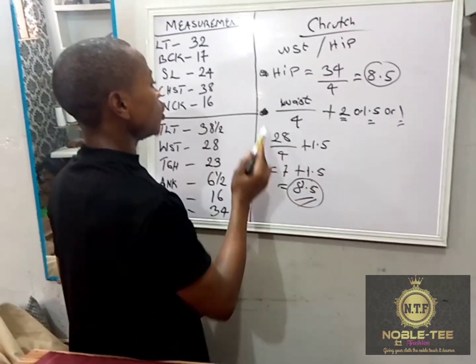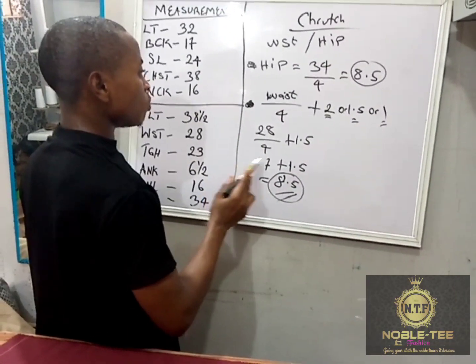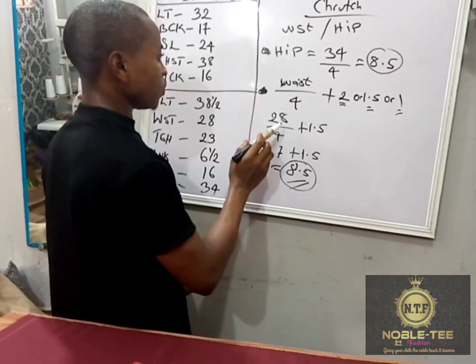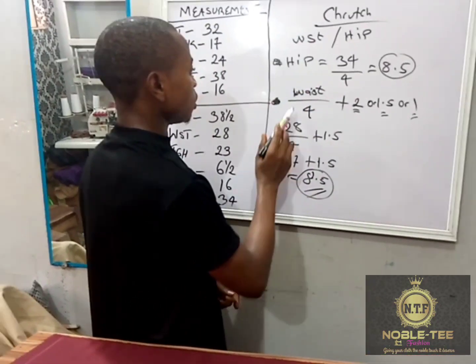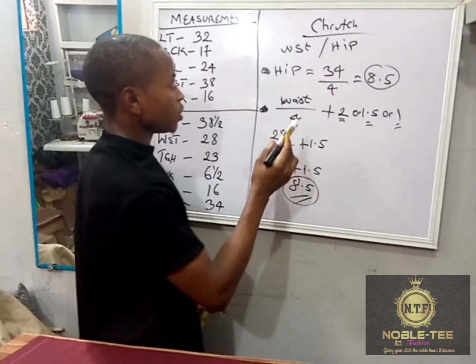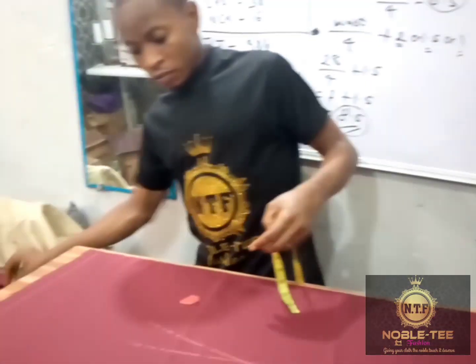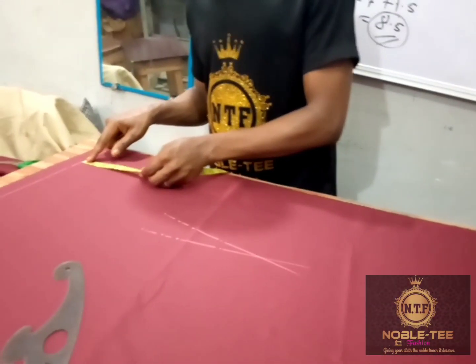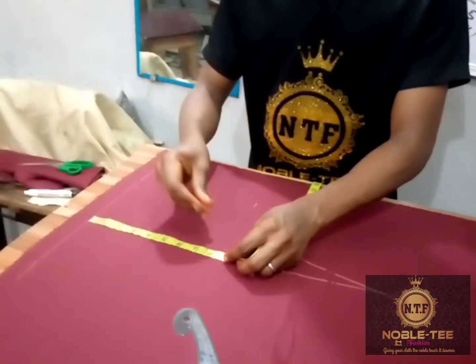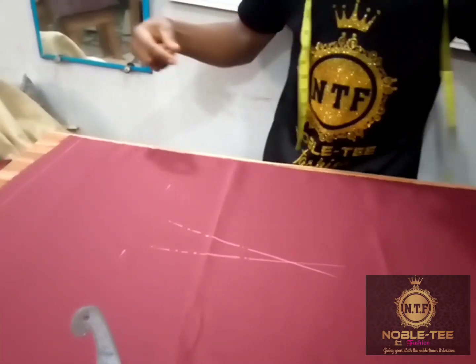So if you are using this, no problem. If you're also using this, no problem. Just stick to whatever is easy for you and you feel comfortable with. You can use hip, you can as well use the waist. So now we are using 8.5 for the crotch. So now from this line we measure 8.5, 8.5, then rule.